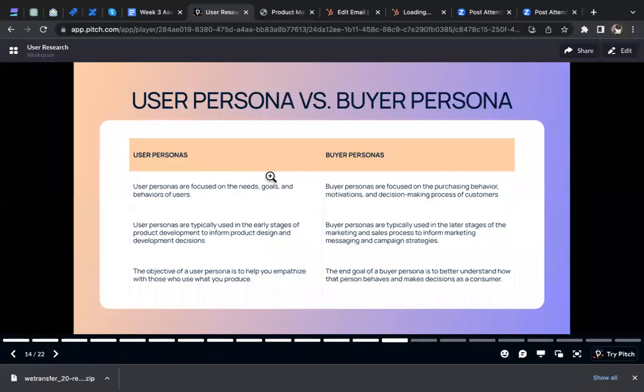Now, your user personas are focused on the needs, the goals, and the behaviors of your users, while the buyer personas are focused on the purchasing behavior, the motivation, and decision-making process of customers. Another difference between user personas and buyer personas is that user personas are typically used in the early stages of product development to inform product design and development decisions, while the buyer personas are used in the later stages of marketing and sales to inform the marketing messaging and campaign strategies.